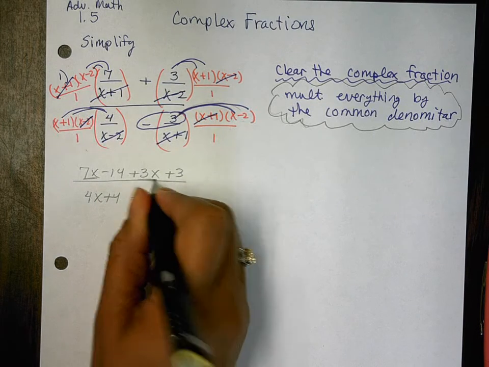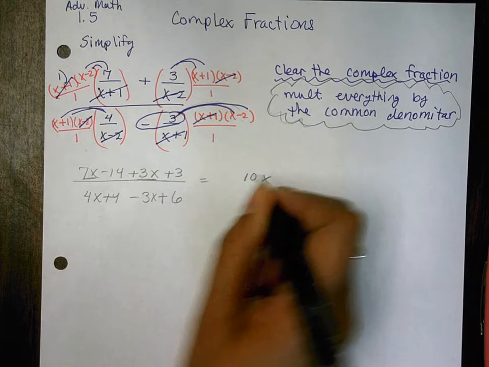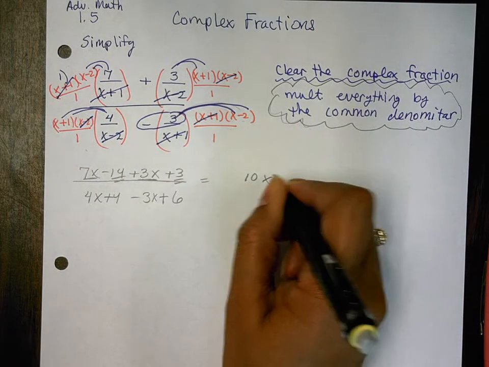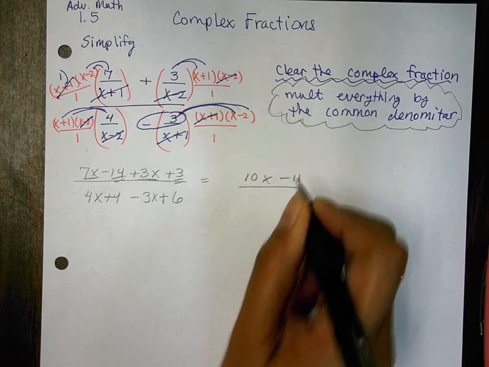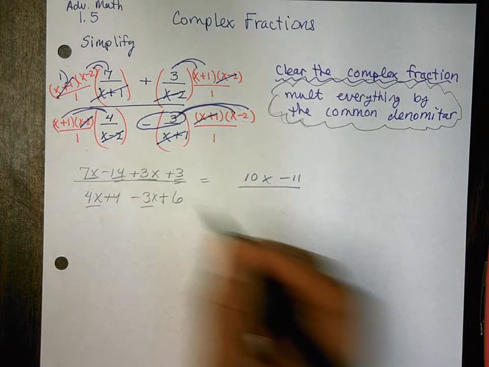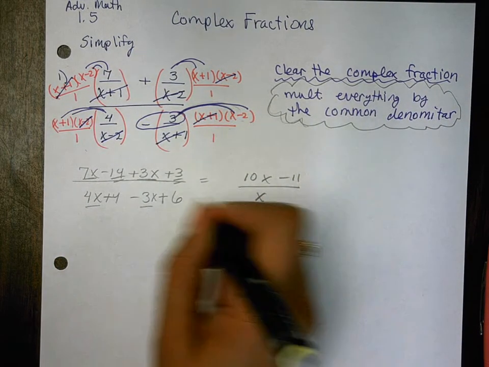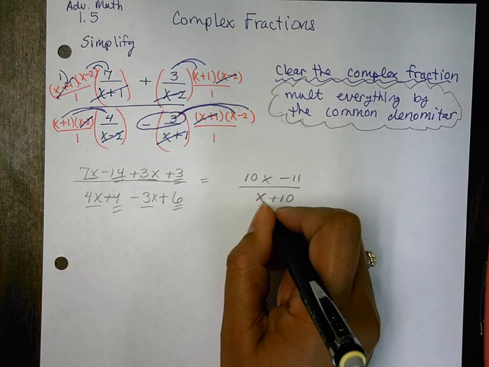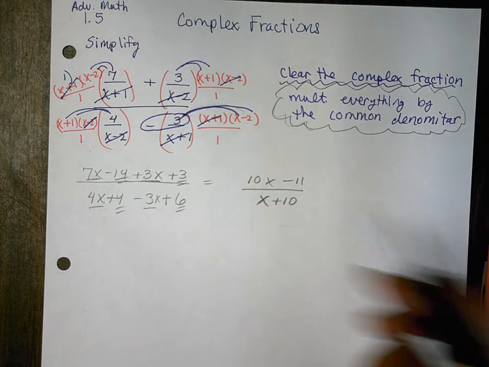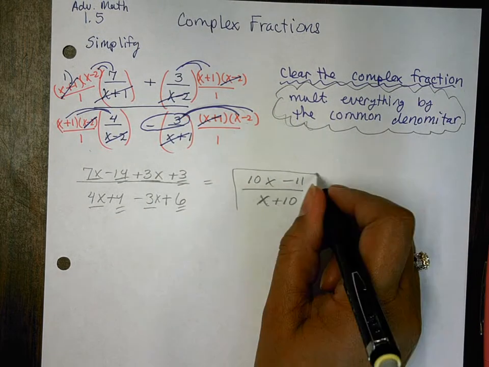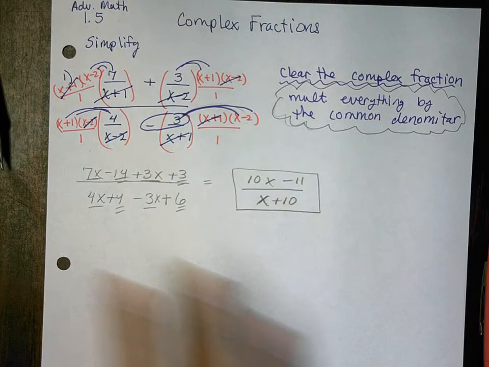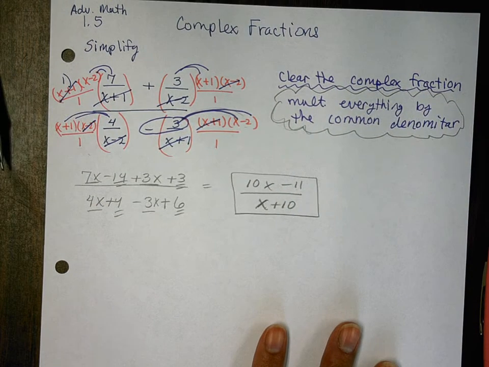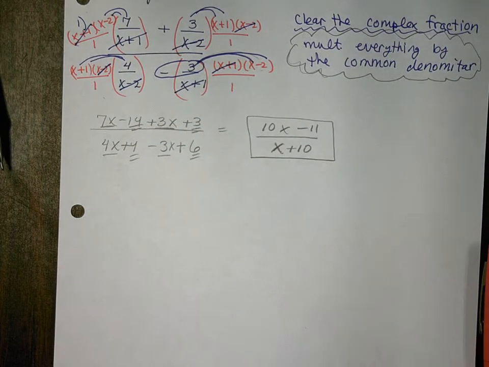All right, we're going to combine like terms, giving me 10x. And there I get negative 11 over, that is 1x. And here I get positive 10. And there's no more factoring that can be done, and I cannot reduce anything. This is my final answer. All right, we'll do more of these in class. I'm going to move on.